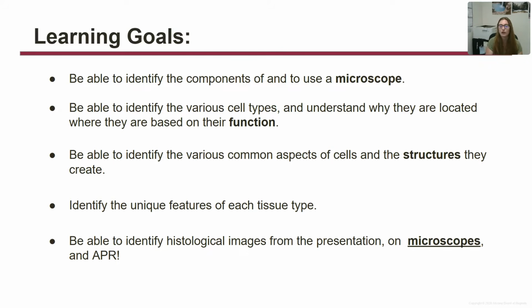We're also going to want to be able to identify the various common aspects of these cells and the structures they create. This is very important, especially in connective tissue, where our cells are actually going to be helping to create an extracellular matrix around them. We're going to want to be able to identify the unique features of each tissue type, and then we're going to want to be able to identify the histological images from the presentation on the microscopes as well as APR. So a lot of the same goals, actually all the same goals as last week, just instead of dealing with just one of the four tissue types, now we're going to round out and learn about all four of our basic tissue types.